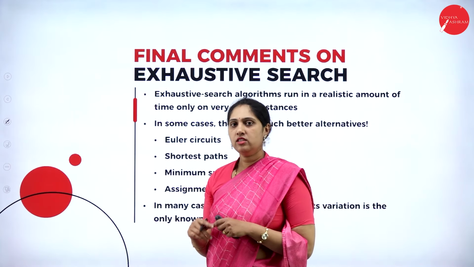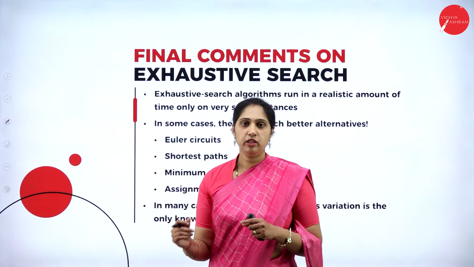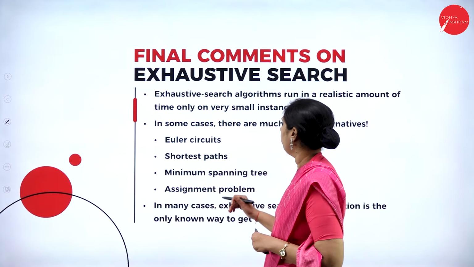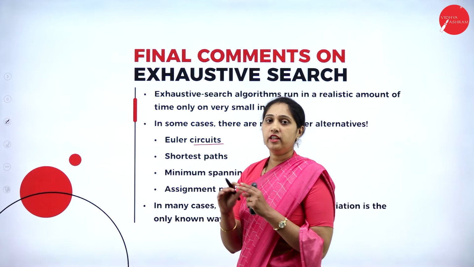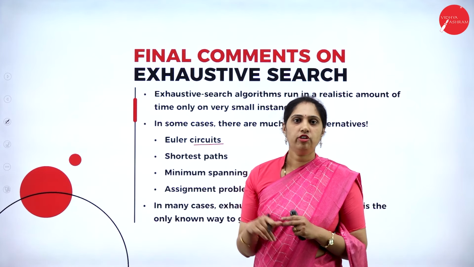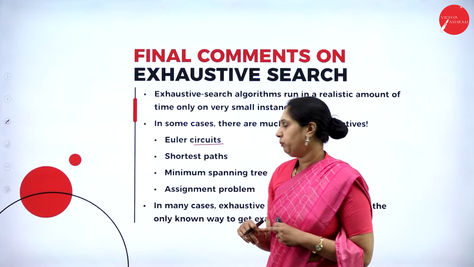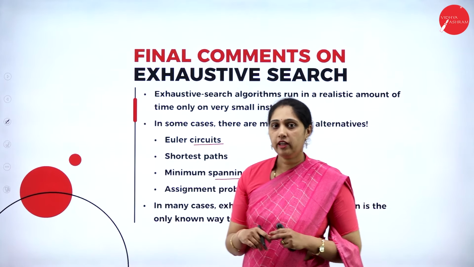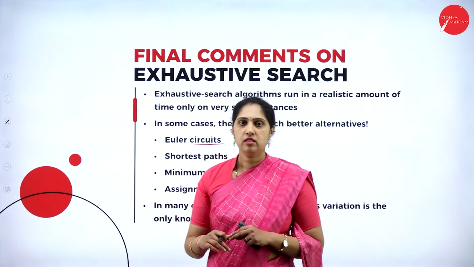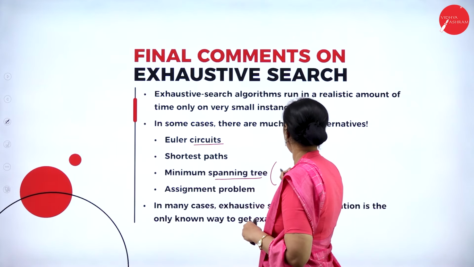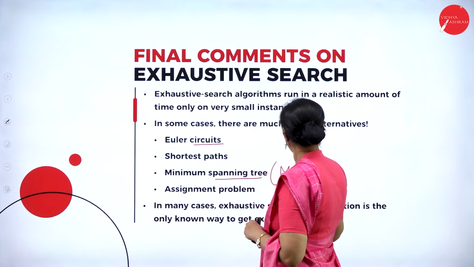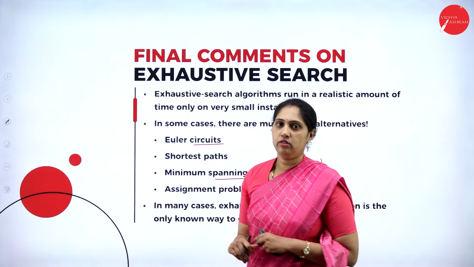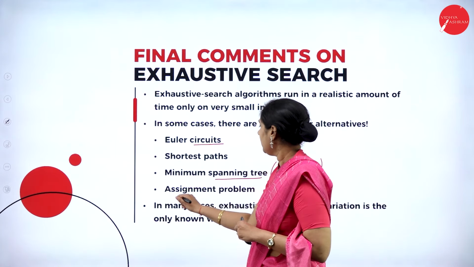So where can this exhaustive search be used? It can be used for Euler circuits to find the shortest path, as we found in the traveling salesman problem, and for the minimum spanning tree. What is a tree? What is spanning? Why is it called MST? We say minimum spanning tree as MST. This will be discussed in your next unit. Okay. Next, the assignment problem.